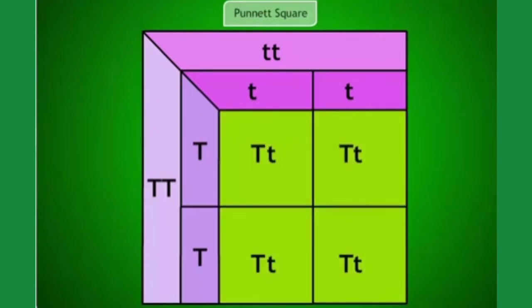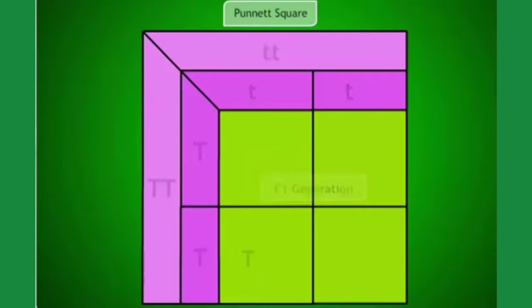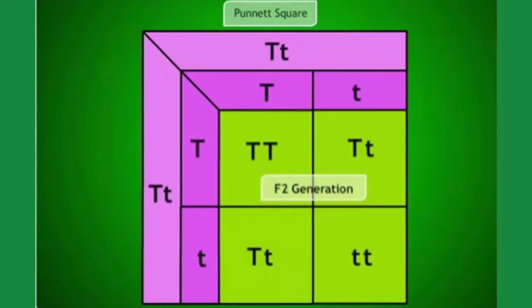F1 generation is the first filial generation of the offspring produced by crossing two parental strains. F2 generation is the second filial generation of offspring produced by crossing F1.